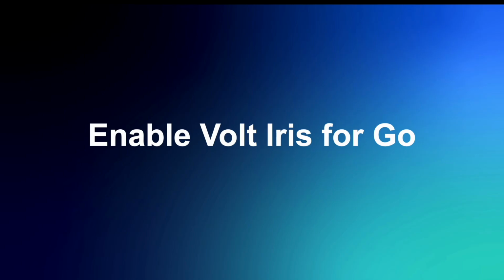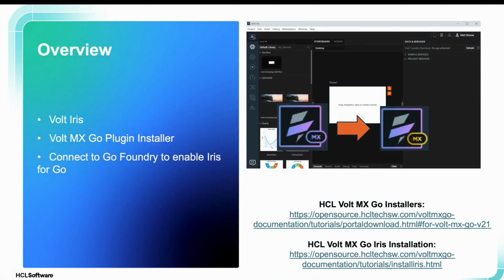Greetings. Today we're going to go through how to enable Volt Iris for MX Go. We're going to begin by looking at the Iris IDE. Then we'll go through the plugin installer and the wizard that walks you through how to install those plugins. Finally, we will connect to a Volt MX Go Foundry server to enable the Iris Go plugins.